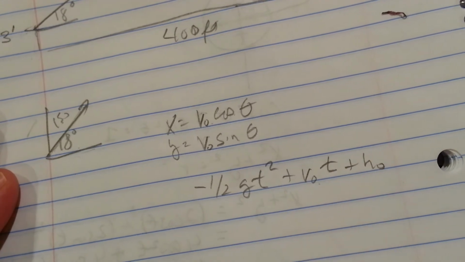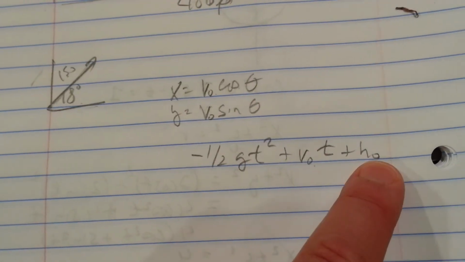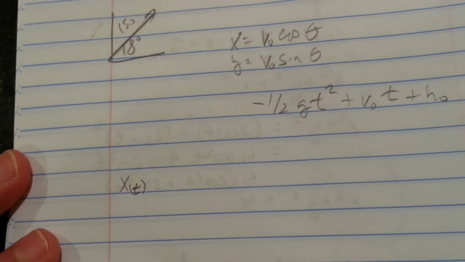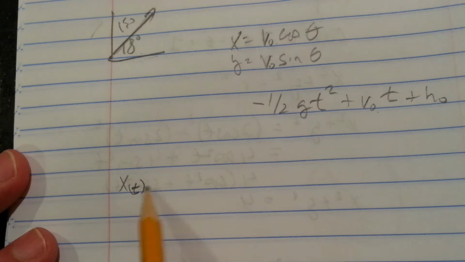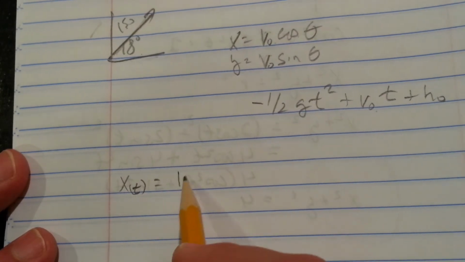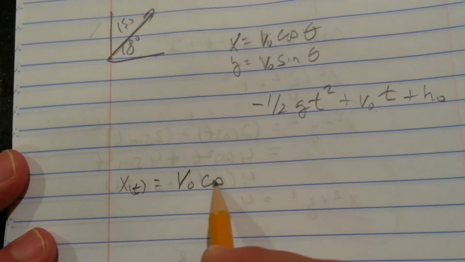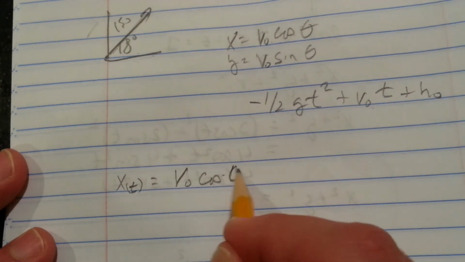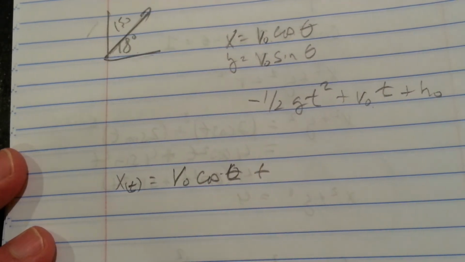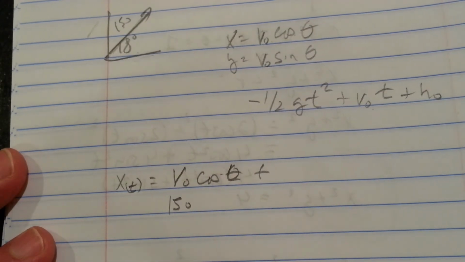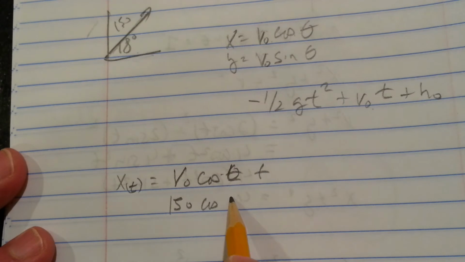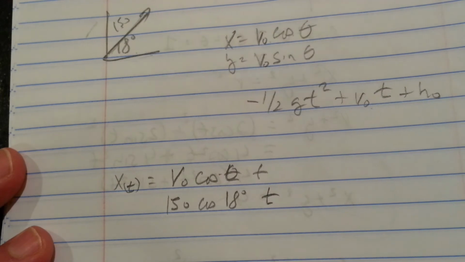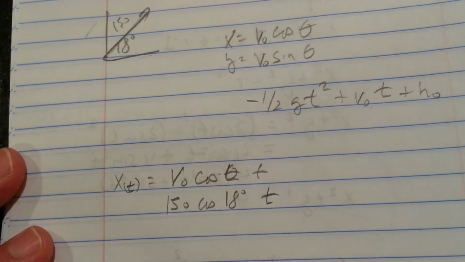The zero or the naught is the initial velocity, and that's for initial height. Okay, so let's just talk about x sub t. My parametric equation, my x is a function of t, equals my initial velocity v times cosine of theta and times time. So that's going to be 150 times cosine of 18 degrees times time. Okay, all right.